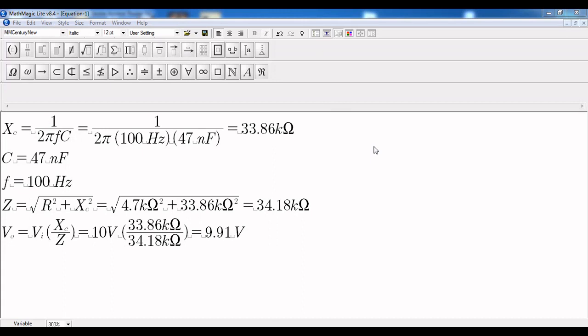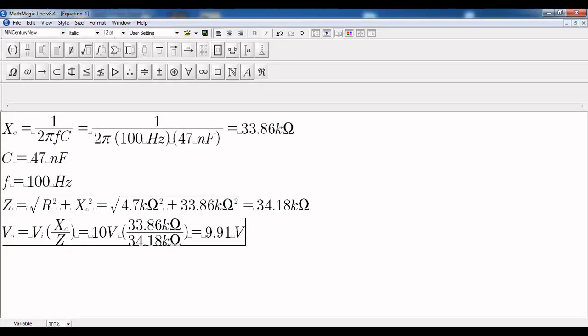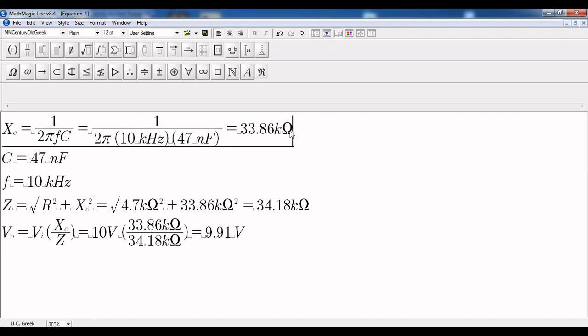Okay. Now, we will compute this because, as mentioned in the problem, we need to calculate the output voltage if the frequency is 10 kilohertz. So let's look at the effect of increasing the frequency of the signal on the output voltage. Let's go back. In this case, we're just going to change this into 10 kilohertz. Let's recompute everything.